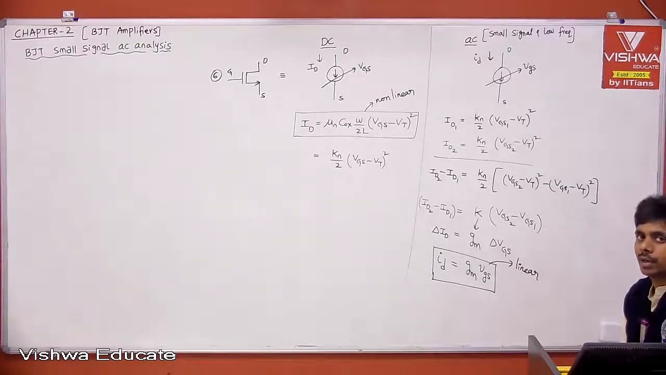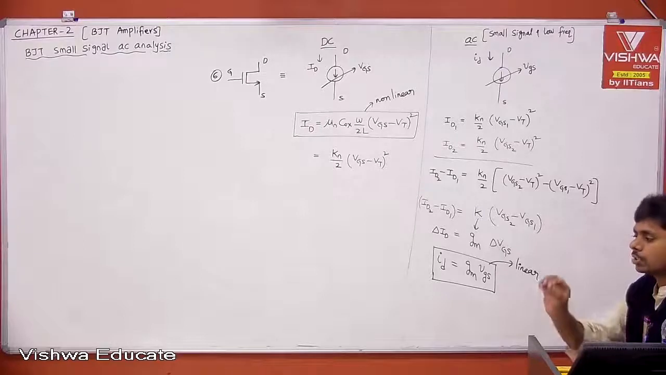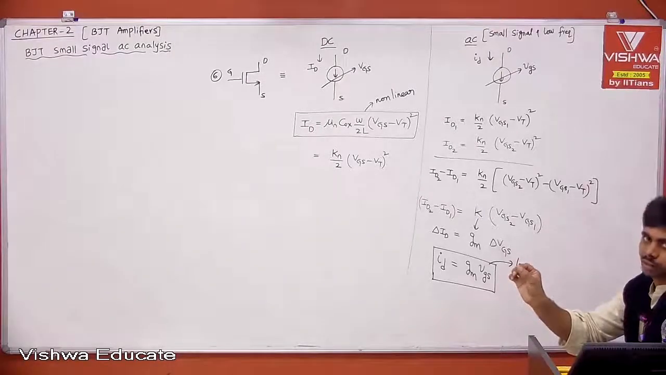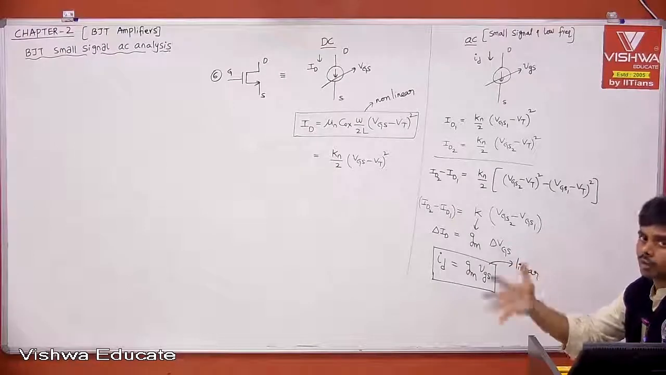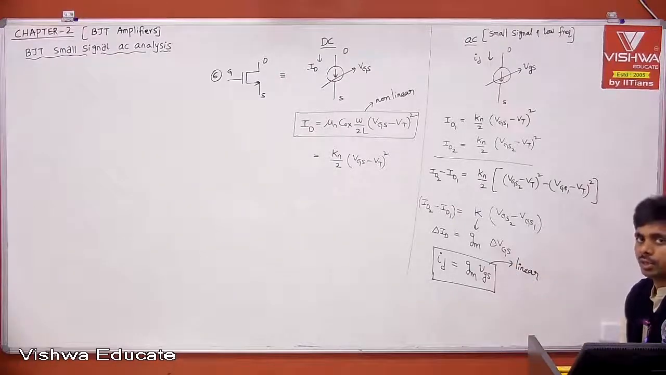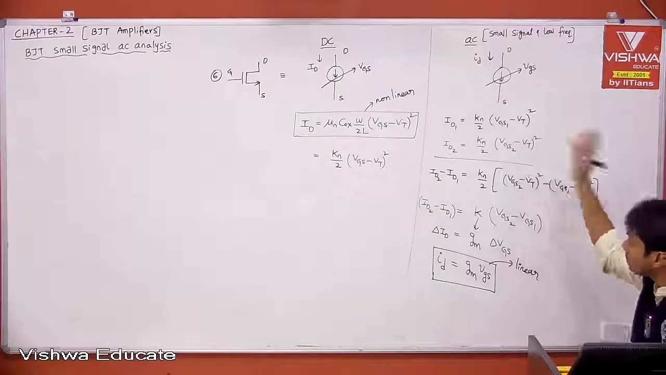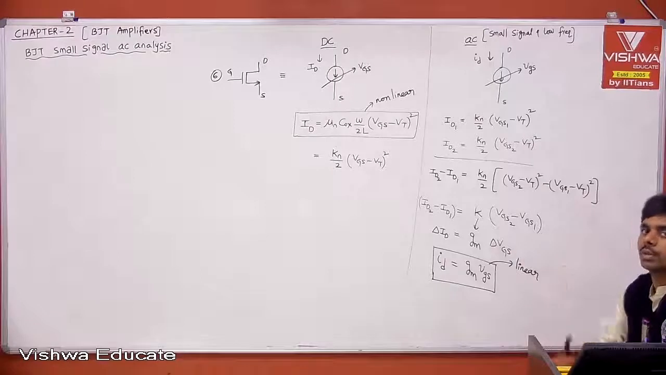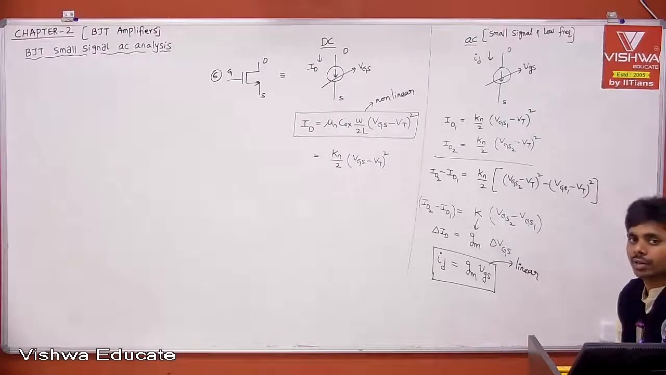Low frequency means the signal amplitude should not change very quickly with respect to time. If it changes quickly, that is what is called high frequency. For high frequency, we need to incorporate something on top of this. That part I will explain later on. If I explain everything at once, we will not understand, so we need to go step by step.